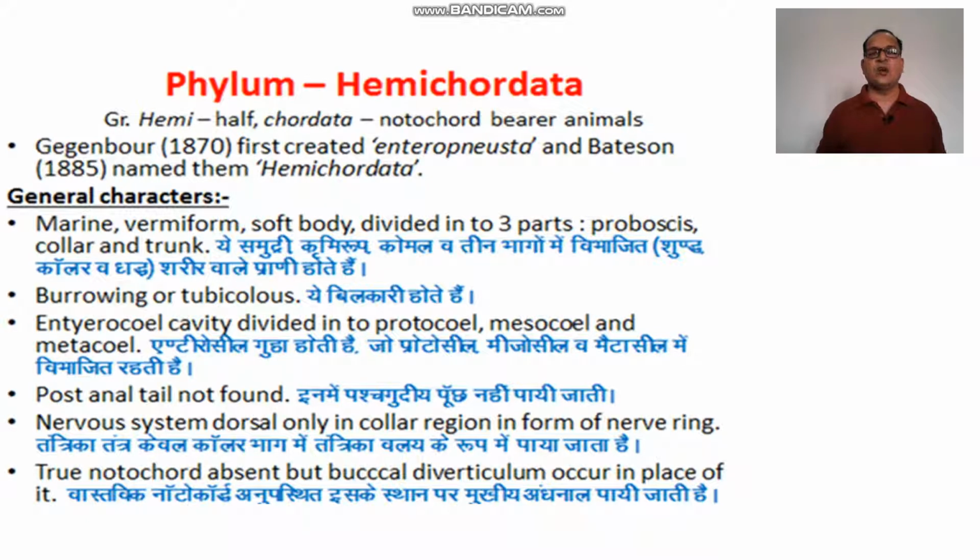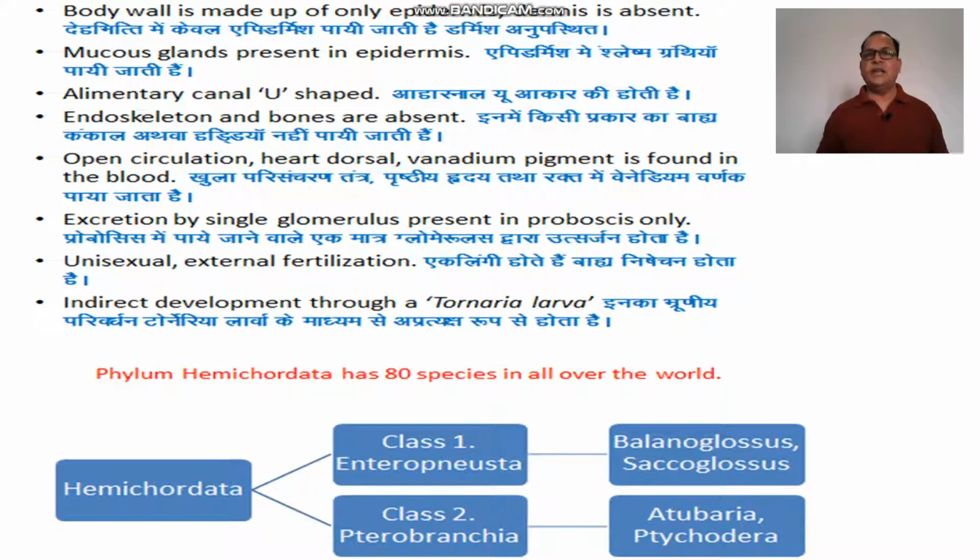Nervous system is dorsal only in the collar region, in the form of a nerve ring. True notochord is absent, but a buccal diverticulum is present in place of it. Body wall is made up of only epidermis. Dermis is absent. Mucus glands are present in the epidermis, by which mucus is secreted, and their body is slimy and mucous. Alimentary canal is U-shaped. Endoskeleton is absent, bones are not present. Open circulation, dorsal heart, respiratory pigment is in the form of vanadium in the blood, and excretion is by a single glomerulus present in the proboscis part.